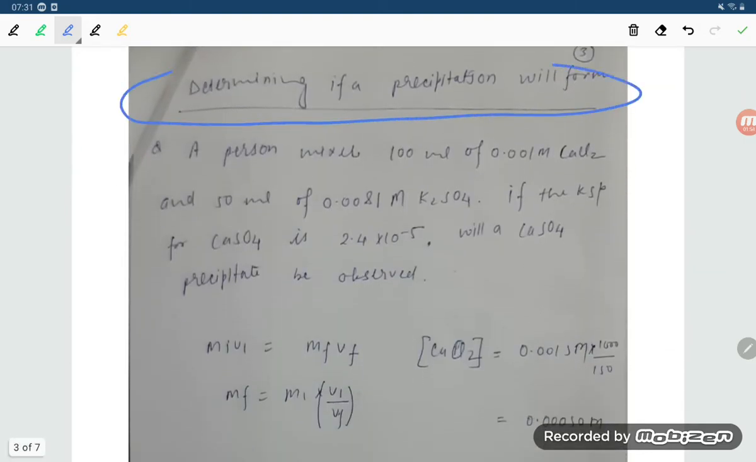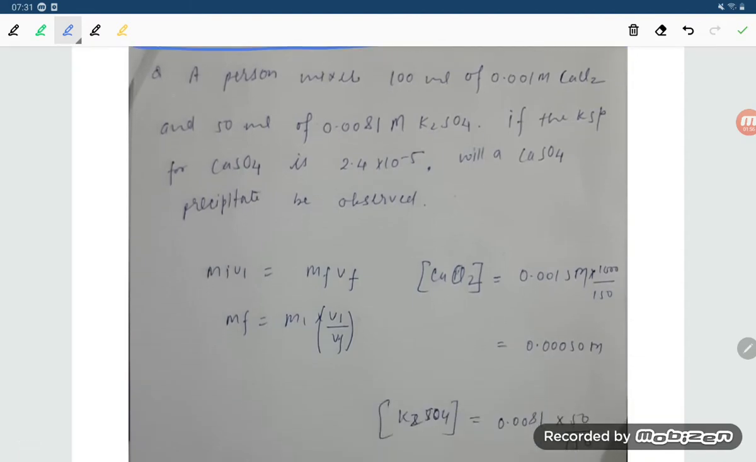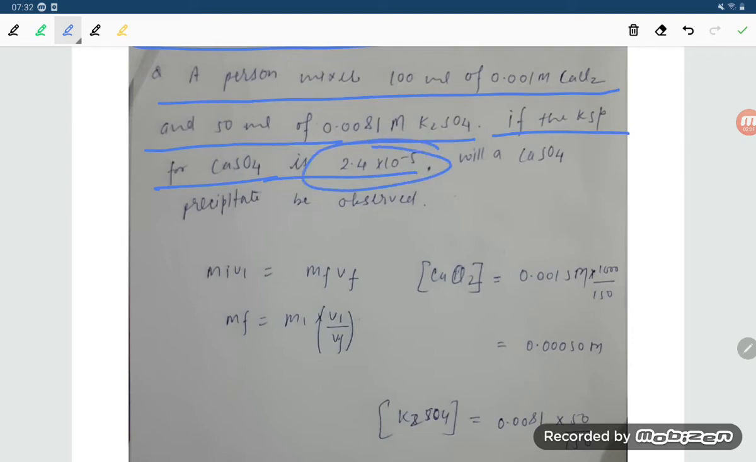Determining if a precipitation will form. A person mixed 100 ml of 0.01 molar calcium chloride and 50 ml of 0.0081 molar potassium sulfate. If KSP of calcium sulfate is 2.4 into 10 power minus 5, will calcium sulfate precipitate or not? Okay.